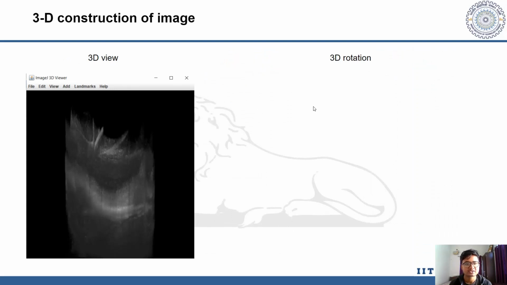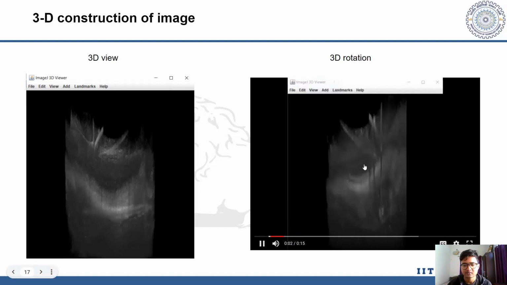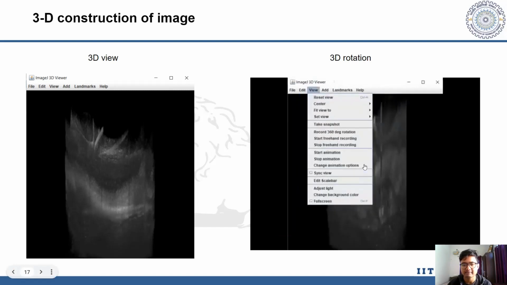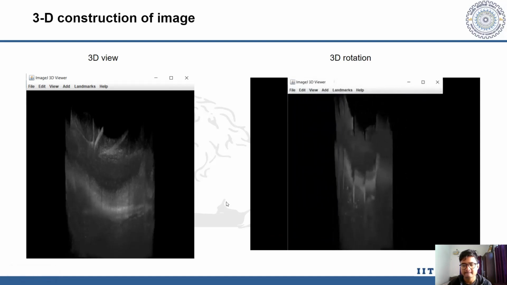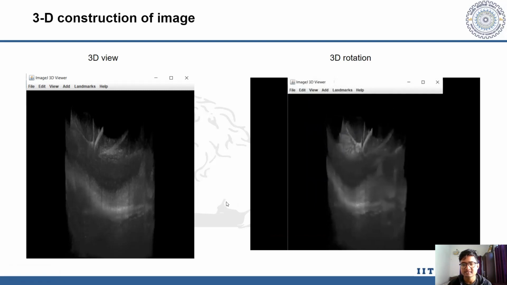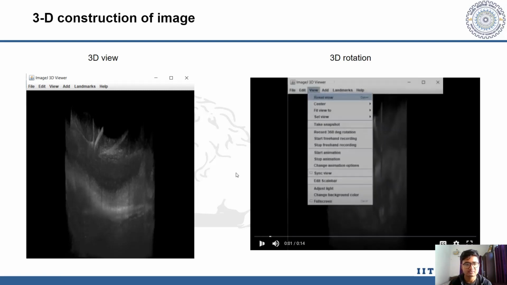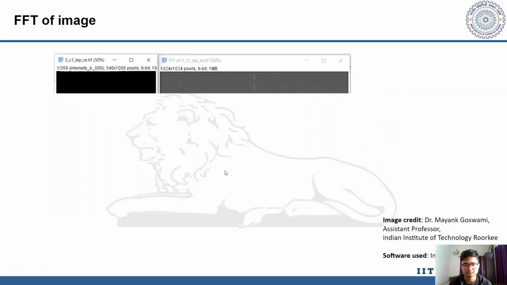This is the 3D construction of the image. This is the 3D view of our previous 2D image. And here is the 3D rotation that I will play now. In the ImageJ 3D viewer, I will rotate the image. Yes, this is the 3D representation of our image dataset. Okay, let's move on to the next.